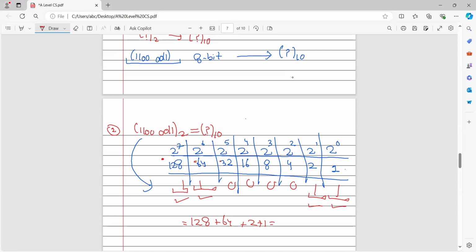So for example, if I add all of them, calculators are not allowed. If I add all of them, it becomes 128 plus 64 plus 2 plus 1. It becomes 195. So this is your answer from binary to denary.